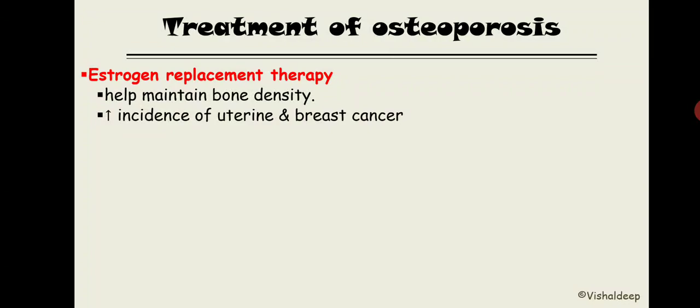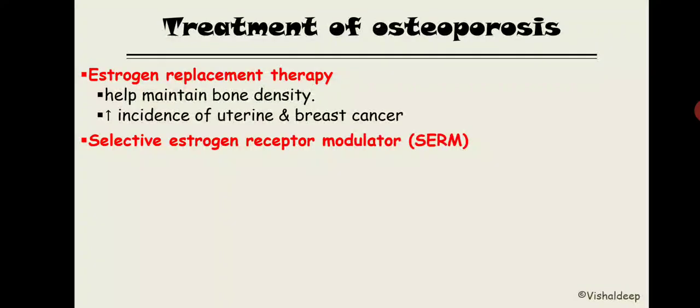So to prevent such side effects of estrogen, there is one more line of drugs that has been made, known as selective estrogen receptor modulator, SERM. Let me write it down, selective estrogen receptor modulator. Now the beauty of this drug is that it has the capacity to maintain bone density, but it does not increase the incidence of uterine and breast cancer, as it acts via a different receptor. Alright, we will discuss that in detail in our steroid hormone lecture. Now the name of the drug, let me give you one name, that is raloxifene. The drug name is raloxifene.